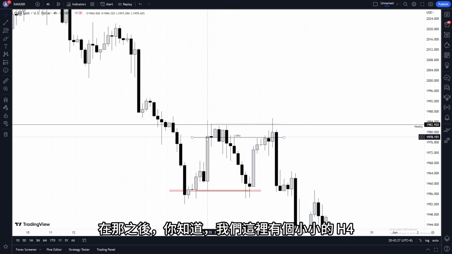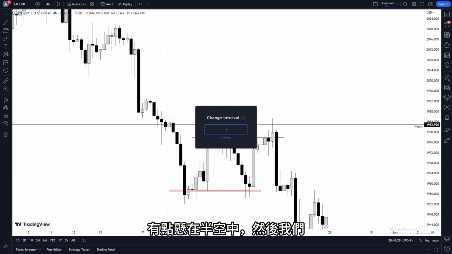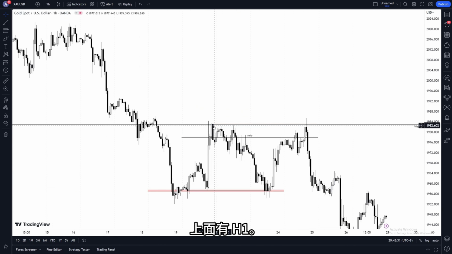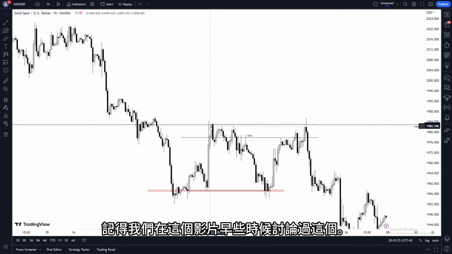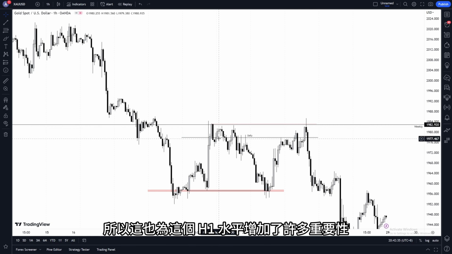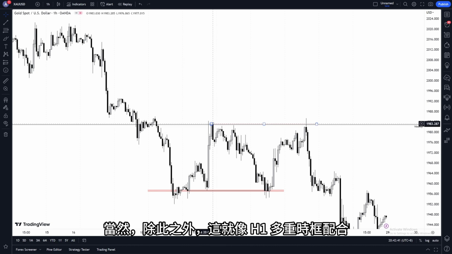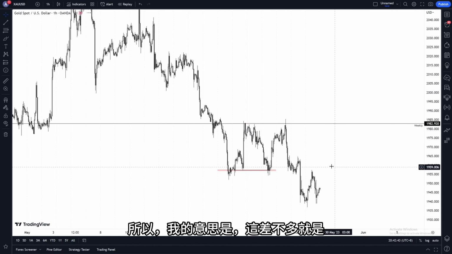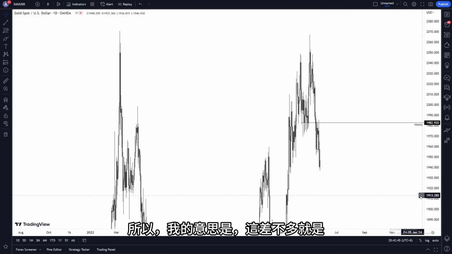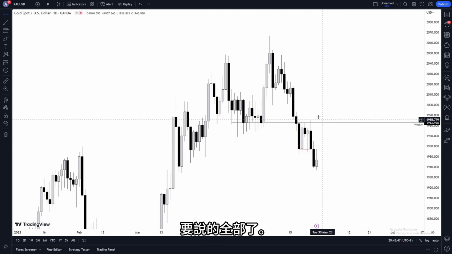And after that, we had this little H4 over here sort of in a limbo, and then we had ourselves the H1 above. Remember, we talked about that earlier on in this video. So that also adds a lot of importance and significance to this H1 level. And of course, besides that, this is like H1 MTF weekly. So I mean, that pretty much is all that needs to be said.